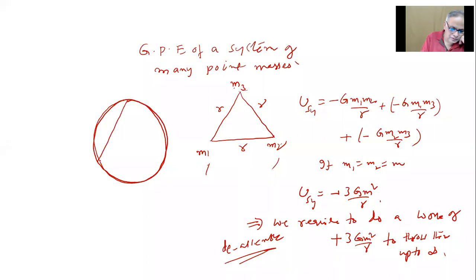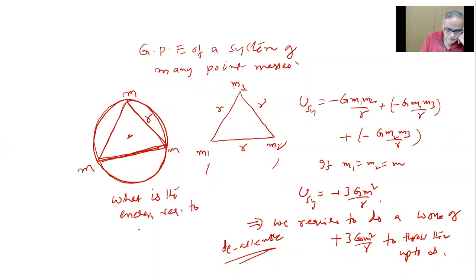Now, the center of the circle, each is M. They are going in a circular path like this. This side length of each, this is R. So, what is the energy required to deassemble the system here? Energy required to deassemble the system here. Tell me.